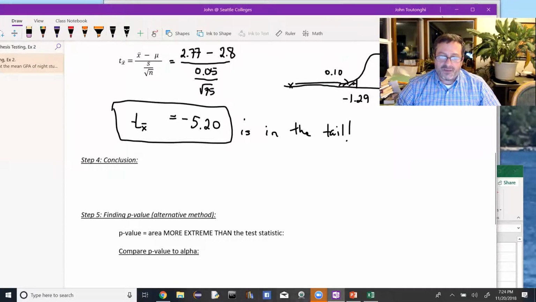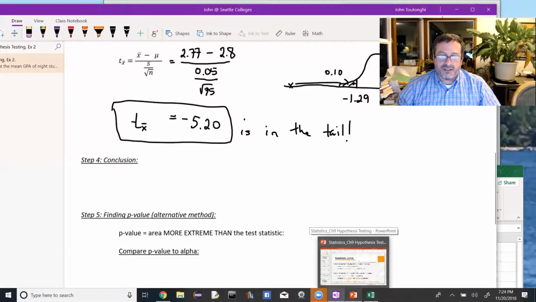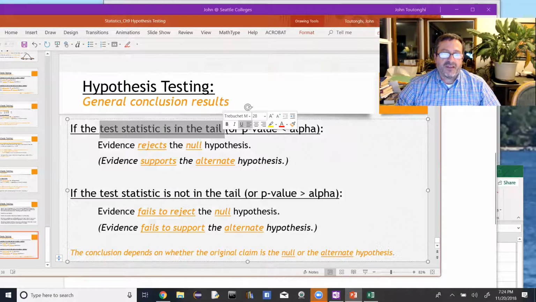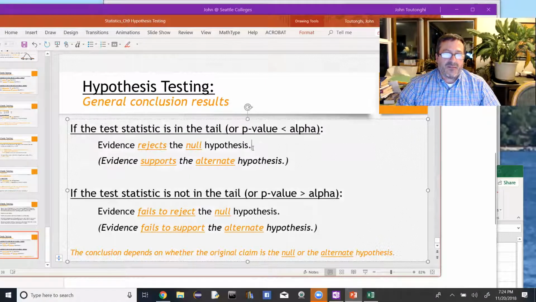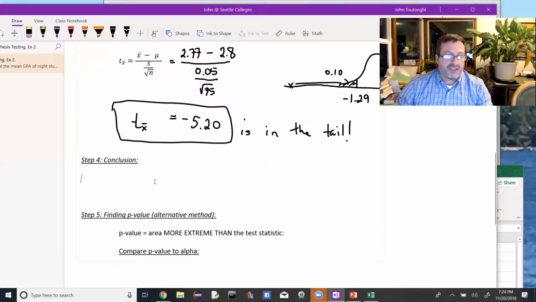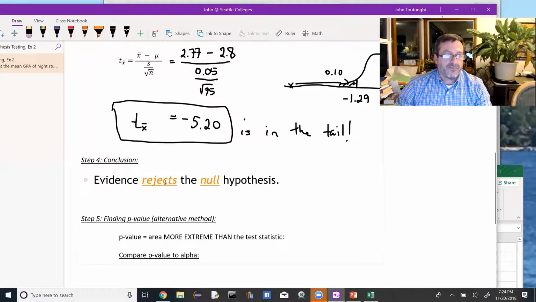And what happens when it's in the tail? We want to go to our conclusion sheet, get a little cheating going on here. If the test statistic is in the tail, or the p-value is less than alpha, the evidence rejects the null hypothesis. I'm just going to copy that. Paste it in over here. Evidence rejects the null hypothesis.